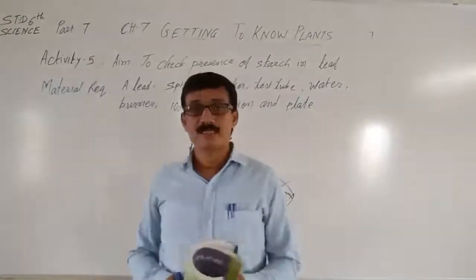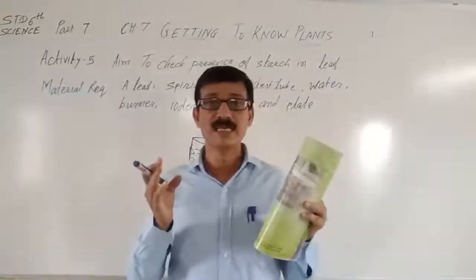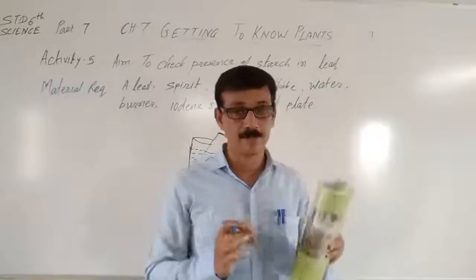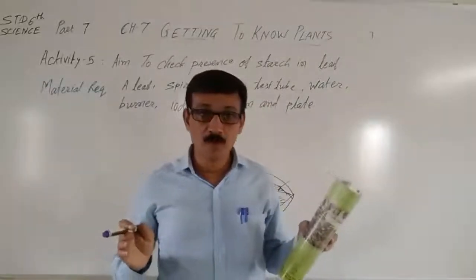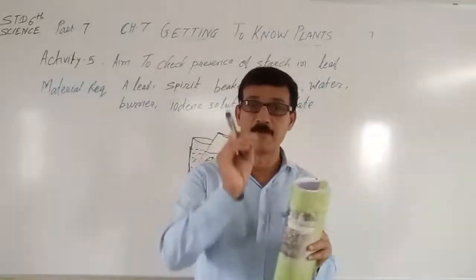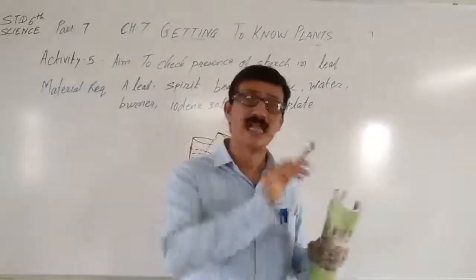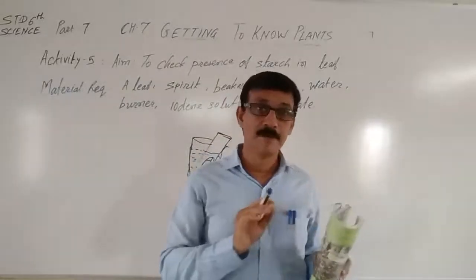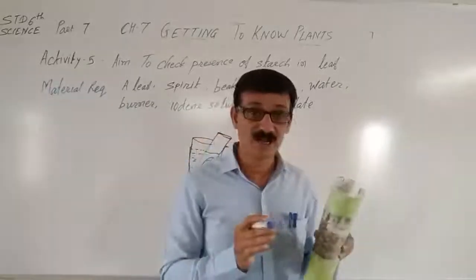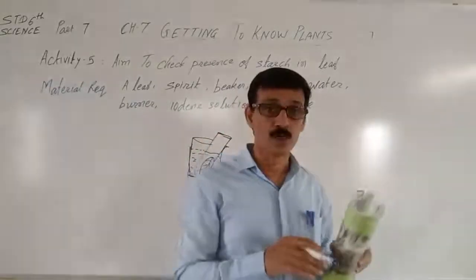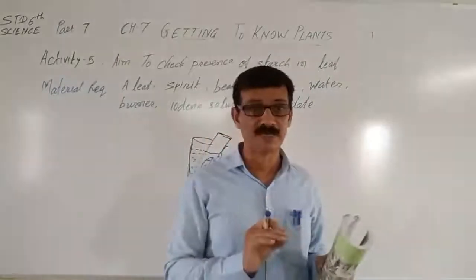Okay, see, water comes out from the leaves in the form of vapor, water vapor. That process is known as transpiration. And we did an activity to know how that transpiration occurs and whether it occurs or not. That is what we discussed in the last part, in the fourth activity.